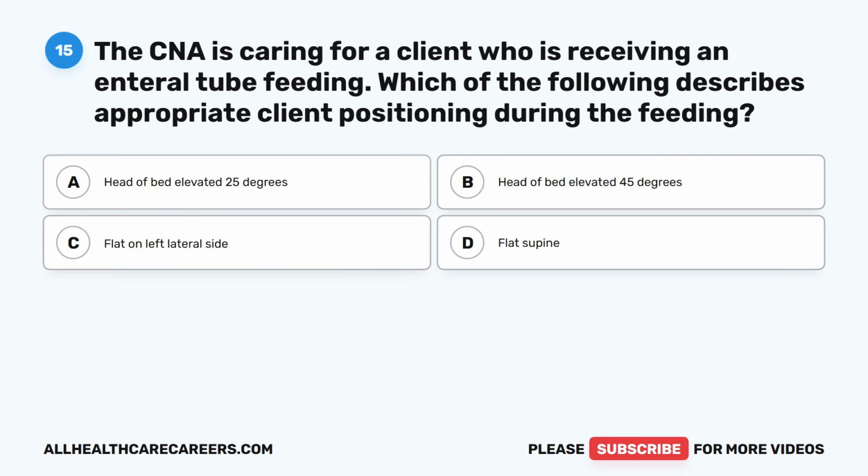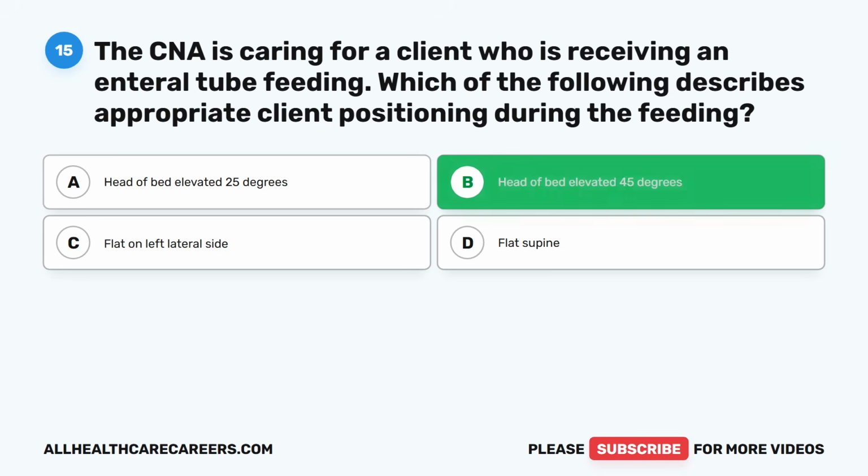Question 15. The CNA is caring for a client who is receiving an enteral tube feeding. Which of the following describes appropriate client positioning during the feeding? A. Head of bed elevated 25 degrees. B. Head of bed elevated 45 degrees. C. Flat on left lateral side. D. Flat supine. The correct answer is B.